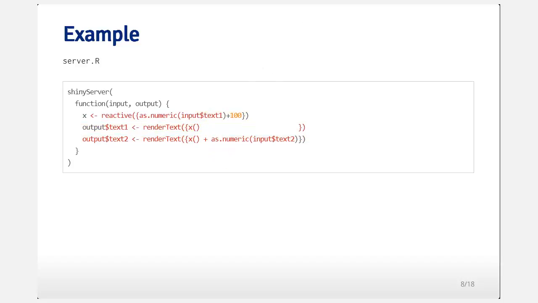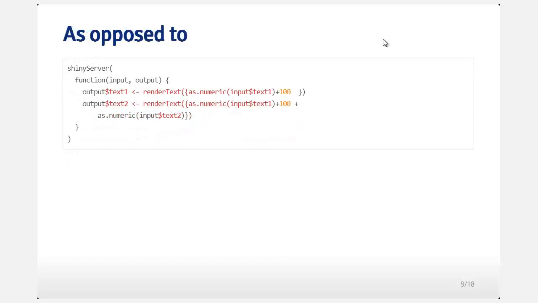At any rate, you might have thought, oh well, if I just put input text1 plus 100 outside of this reactive statement, what would happen? Shiny would give you an error because you're trying to utilize reactive input outside of a reactive function or a render text function or something like that. Okay, so it's a little bit unusual, and if you're used to R, it's a little hard to get used to.